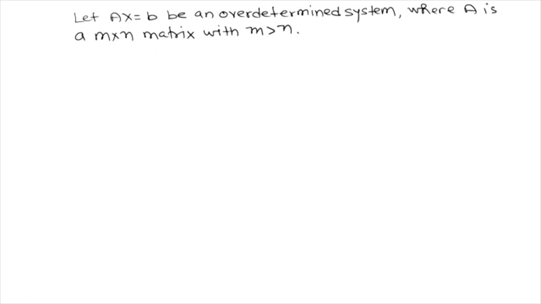In the last lecture, we learned that the least square approximation of this can be written as x equals to A plus into b, where A plus is the pseudo inverse of A, and it is defined as A transpose A inverse into A transpose.